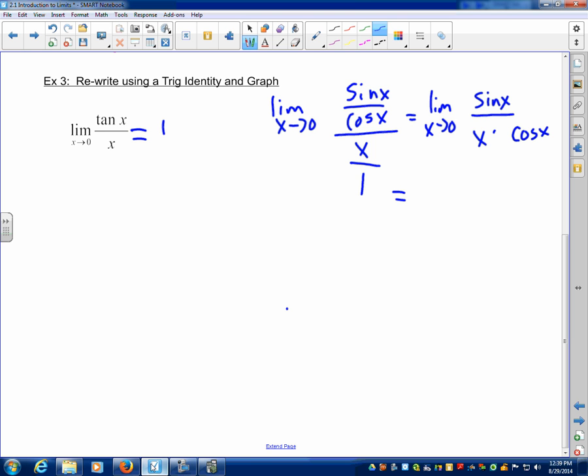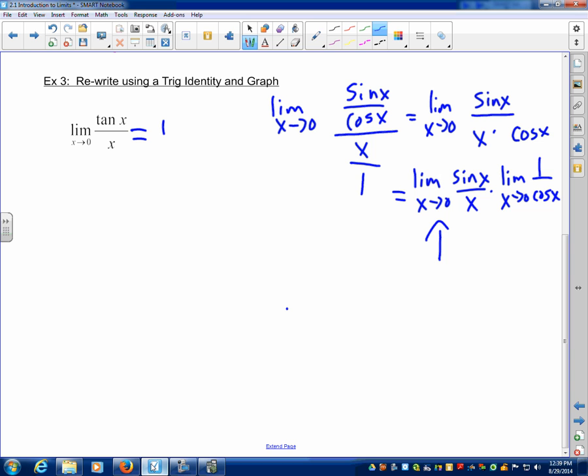The first one is limit as x approaches 0 of sine x over x times limit as x approaches 0 of 1 over cosine of x. What I'm doing is breaking this up into sine x over x and 1 over cosine of x, and there's a reason for that in a minute. You're going to have to memorize a fact.